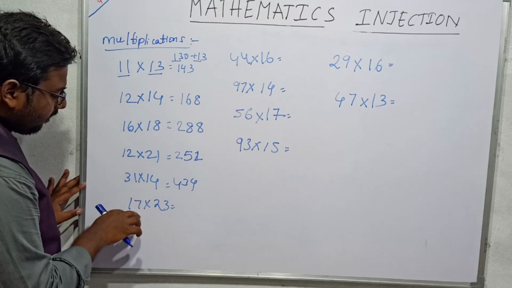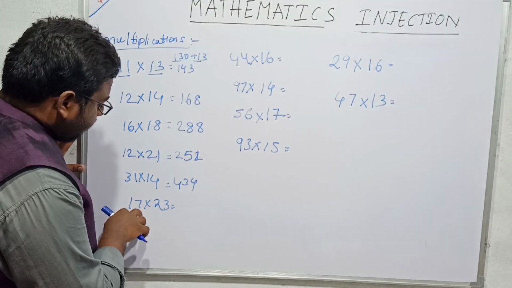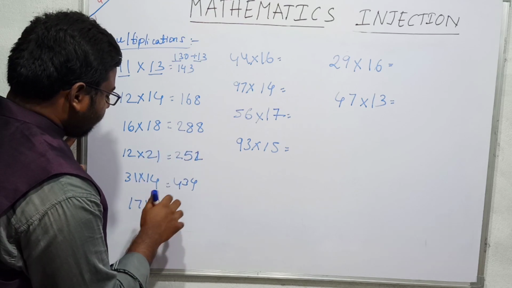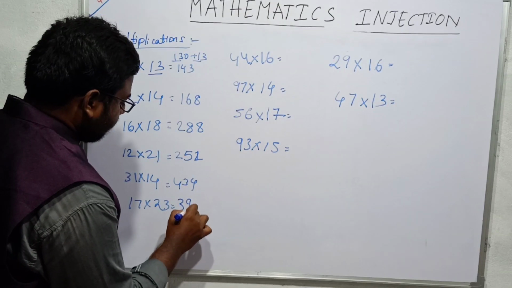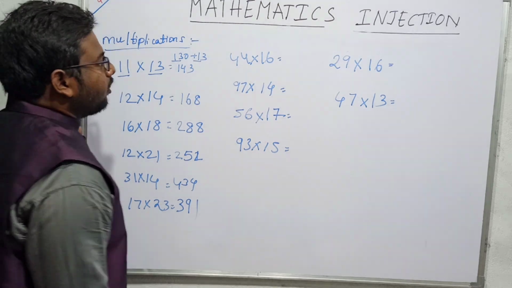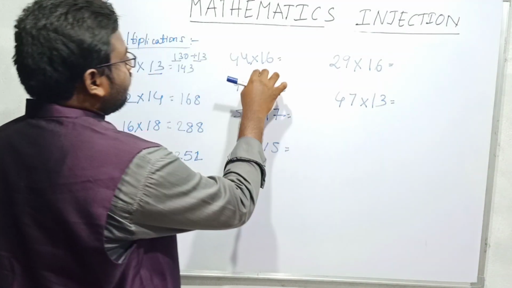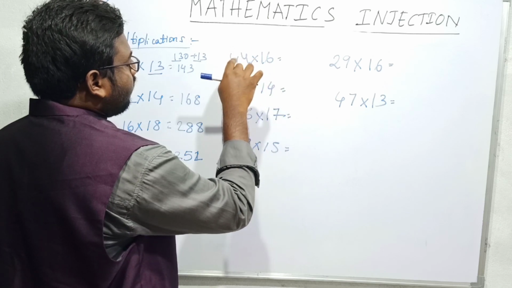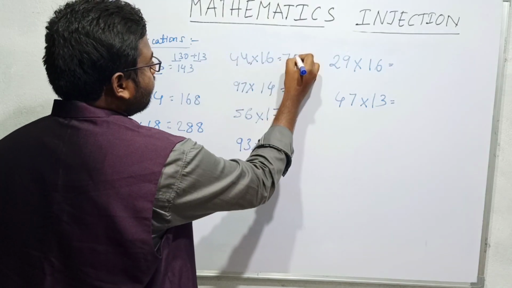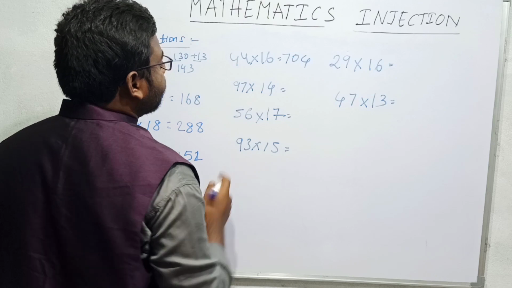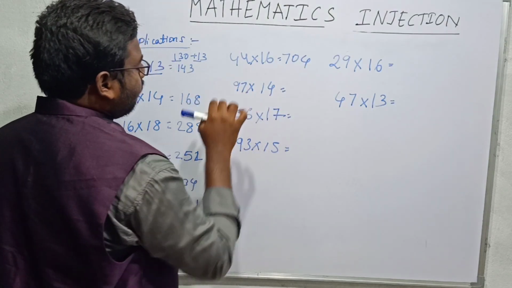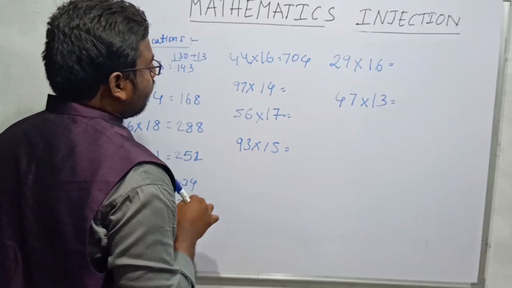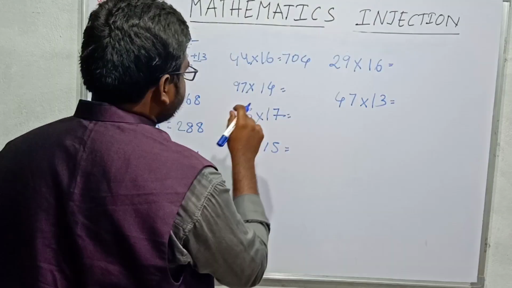23 into 17. If I take 17 as distributor, 17 2s are 34. 34 should be in our mind. 17 3s is 51. 34 plus 5 is 39, and 1 is the unit digit. For example, 16 4s is 64, and 16 4s is 64. 64 plus 6 is 70 beside 4. 97 into 14. 14 9s are 126 plus 14 7s is 98.